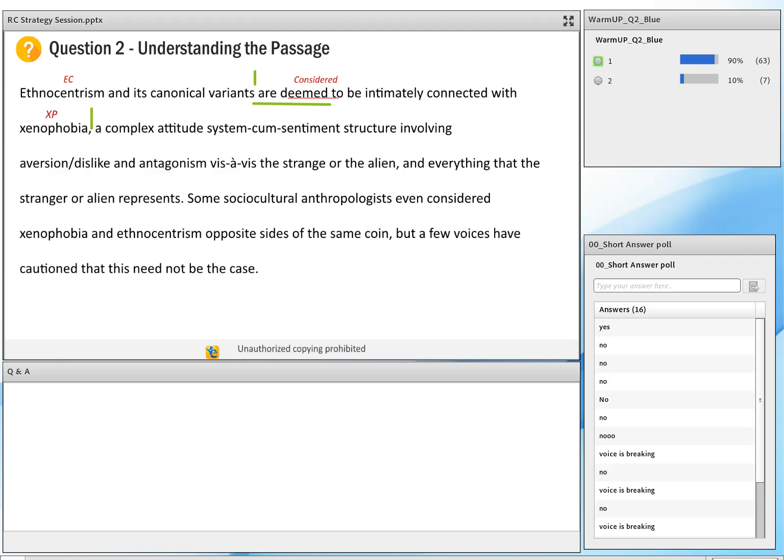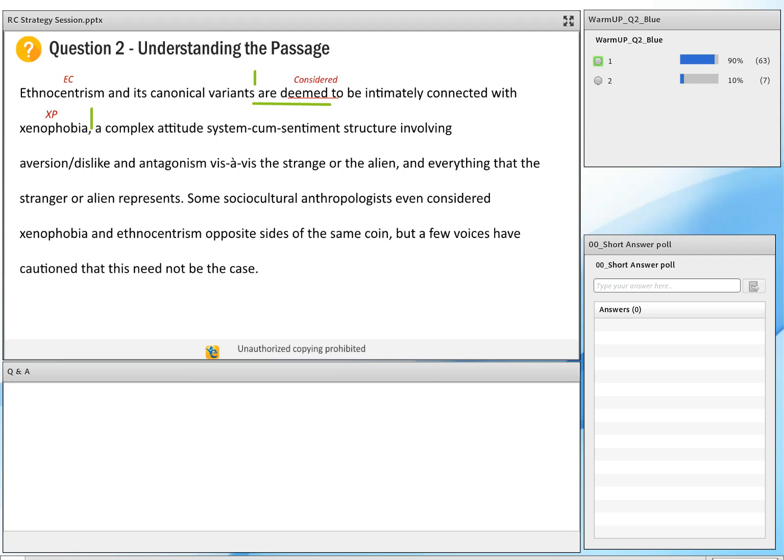A complex attitude system cum sentiment structure involving... Okay guys, whoever is saying that the voice is breaking, please refresh your screen. Please log out and log back into the session, because the voice is fine for everybody else. So you need to refresh your internet connection there. Okay.